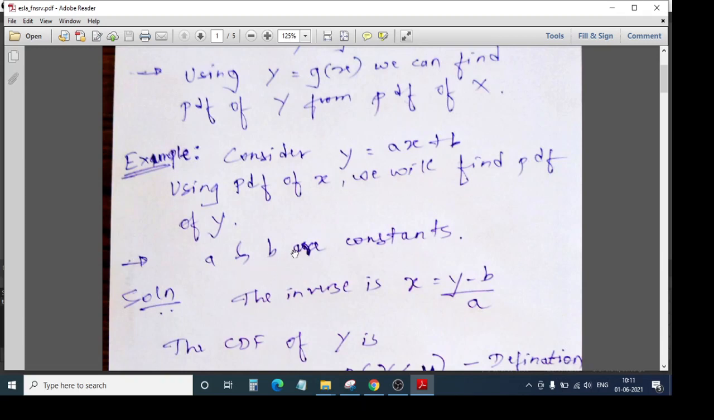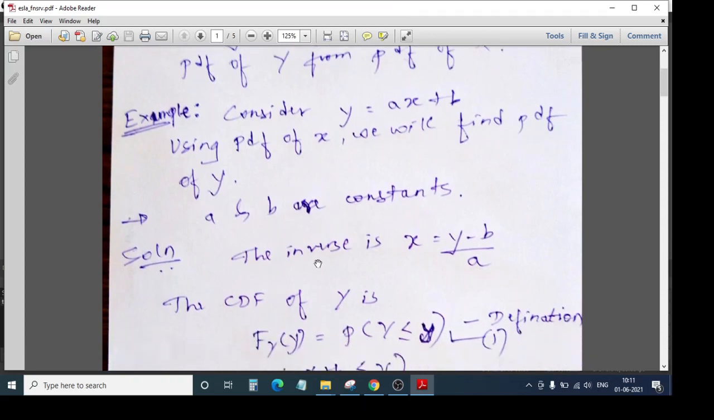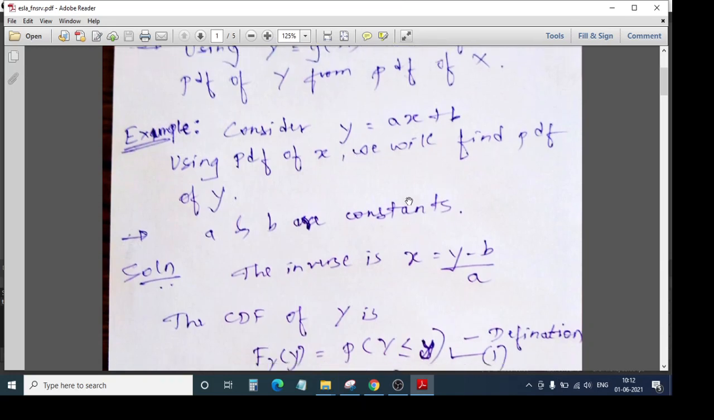Okay, now in order to solve such type of problems, the first step we need to do is find the inverse of the given equation. So to find the inverse of y is equal to ax plus b, we are just rearranging the terms, that is x is equal to y minus b divided by a. So this b has been taken to the LHS and we are dividing with a. So x is equal to y minus b divided by a.